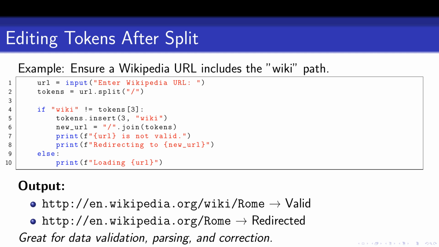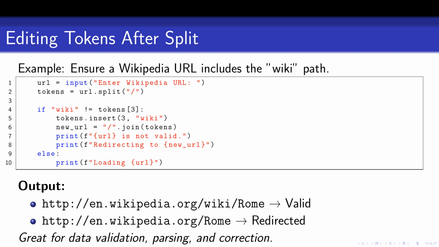There are situations where you not only want to split and join a string, but also edit the tokens themselves before putting everything back together. In the example shown, a user-entered Wikipedia URL is split into parts, and the code checks whether the wiki segment is present at the expected location. If it isn't, wiki is inserted into the list at the correct position. After the update, the list is reassembled using join to produce a corrected URL.